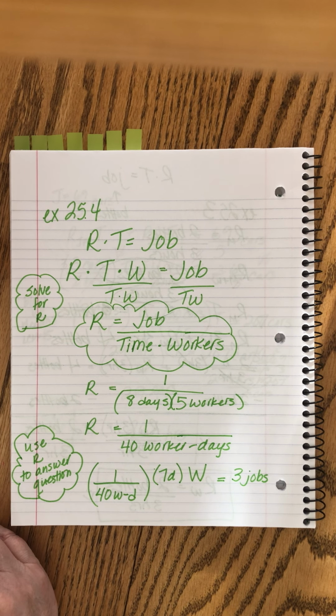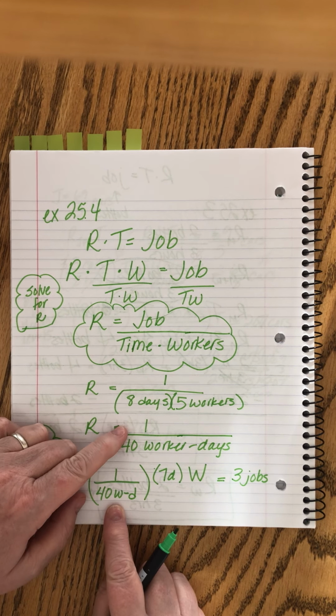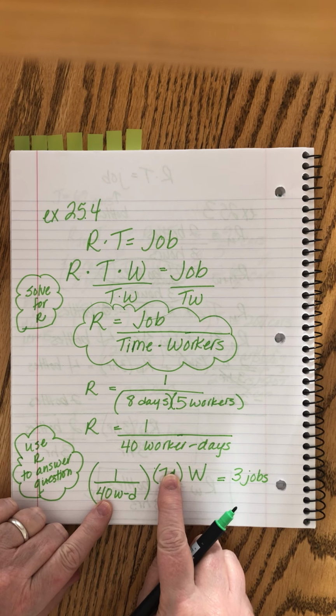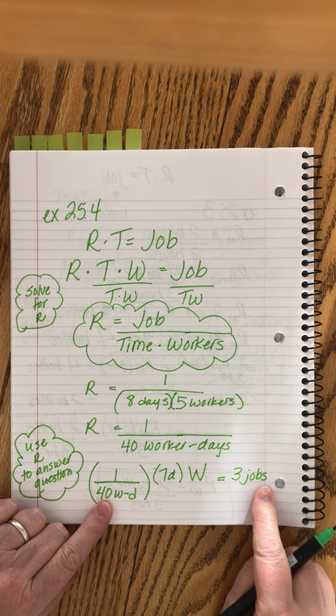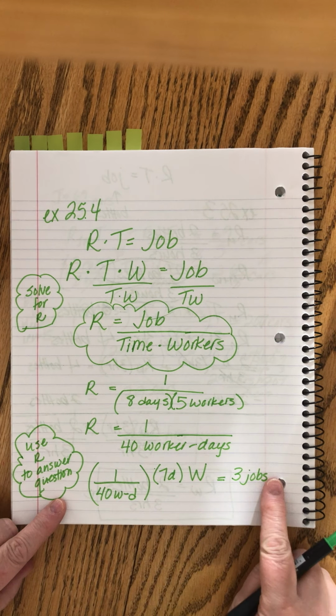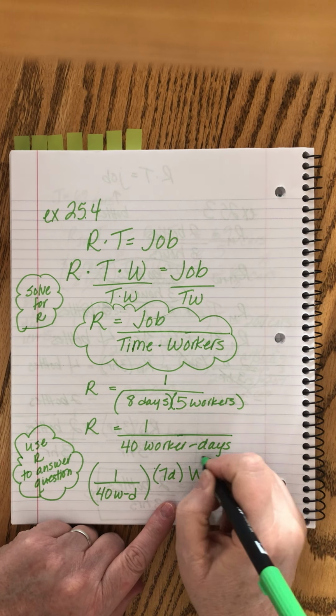Okay. It's kind of a lot, isn't it? It's confusing, but that's our rate. We just figured that out. John tells us we have 7 days. He wants to know how many workers it would take to complete 3 jobs. So we're filling in what we know, and we're going to solve for what we don't know.